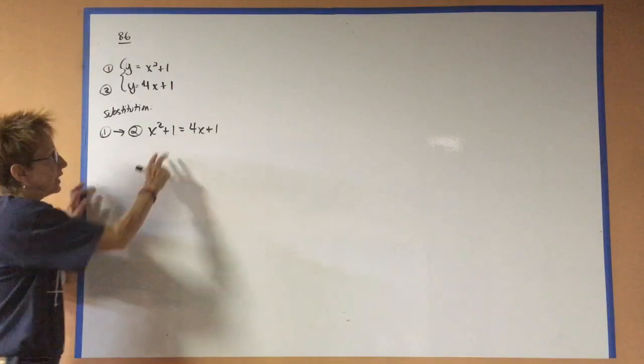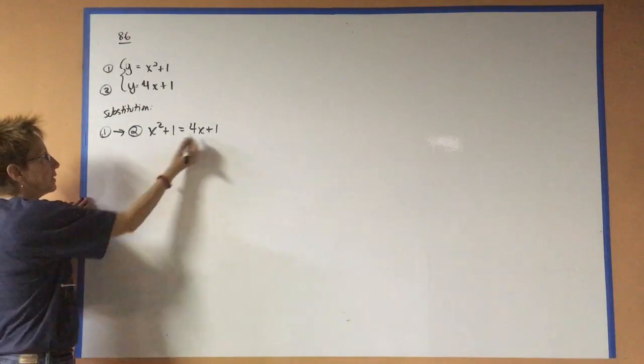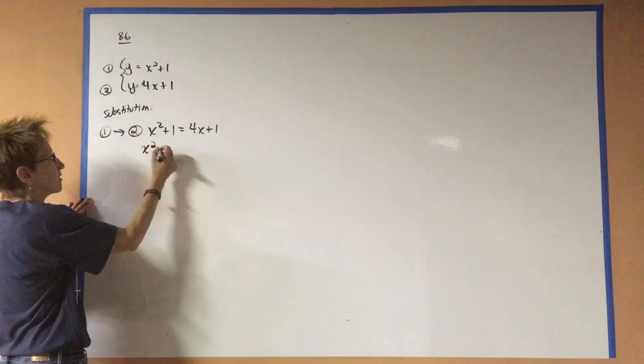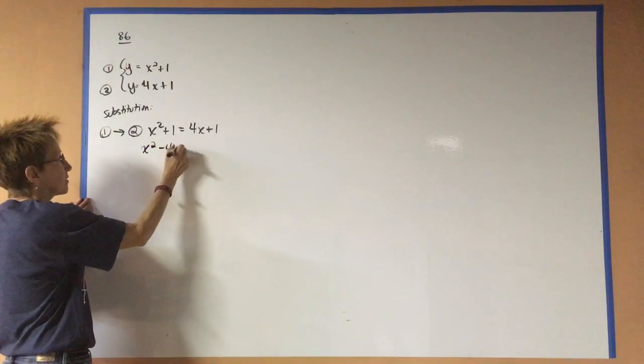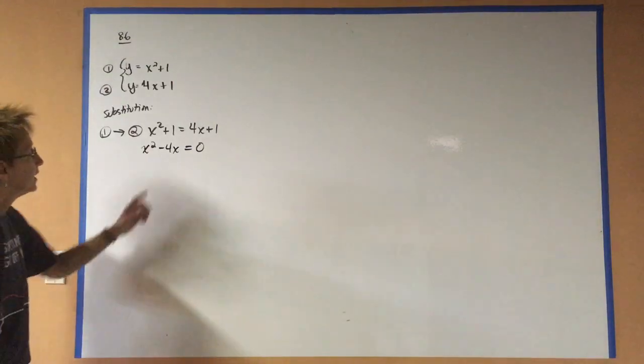So this is what I have. What kind of an equation is this? It's one equation, one unknown, and it's quadratic. So I'm going to bring everything over here to the left. So x squared minus 4x. And what happens to the 1's? They go away, right? All right, well, I can do this.